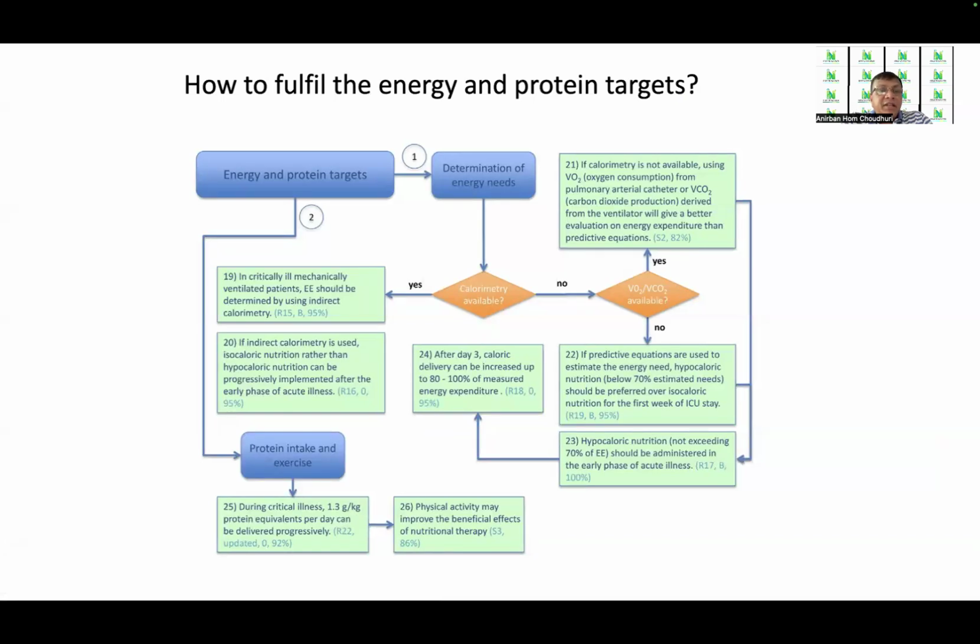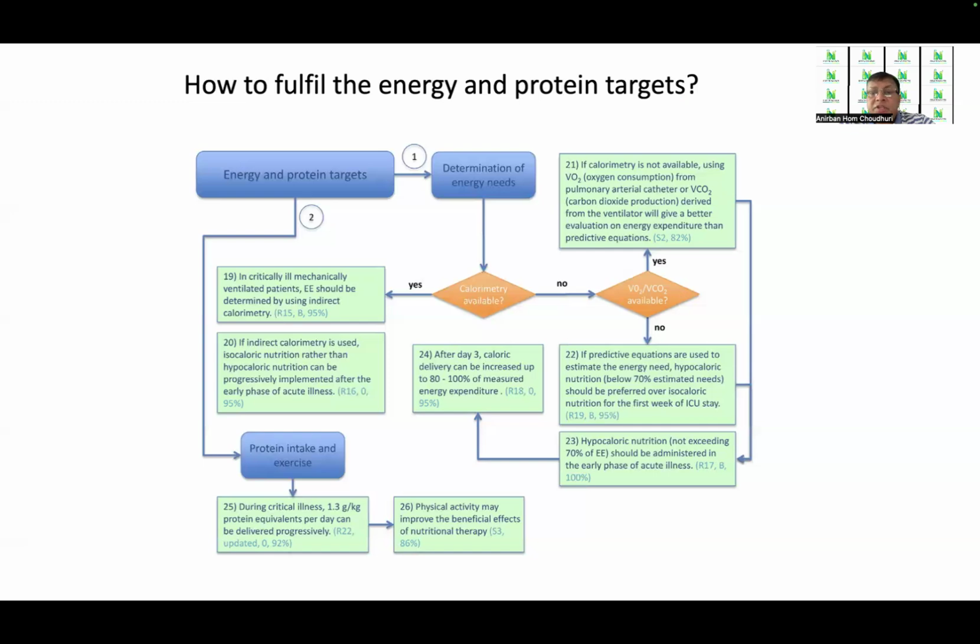In critically ill mechanically ventilated patients, energy expenditure can be determined using indirect calorimetry. If indirect calorimetry is used, then isocaloric nutrition rather than hypocaloric nutrition can be progressively implemented after the early phase of acute illness. If calorimetry is not available, then we can go for oxygen consumption from a pulmonary artery catheter or carbon dioxide production derived from the ventilator to give a better evaluation of the energy expenditure. If that is not available, then we go for predictive equations.